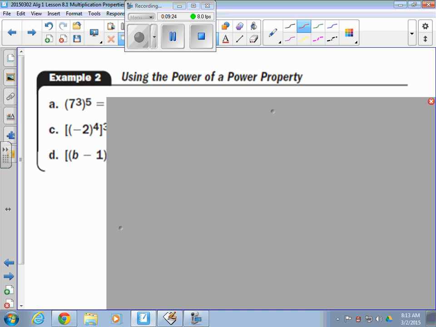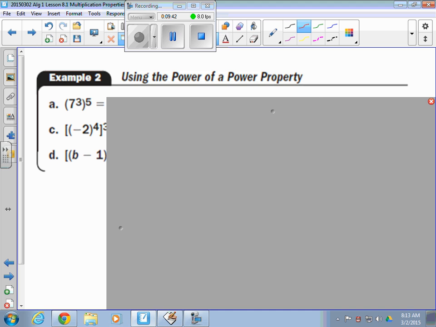Example number 2 is using the power of a power property. Now we just practiced 4 different versions of the same property, adding the exponents. Here are 4 different problems where you're actually going to multiply the exponents. Notice the difference with A.